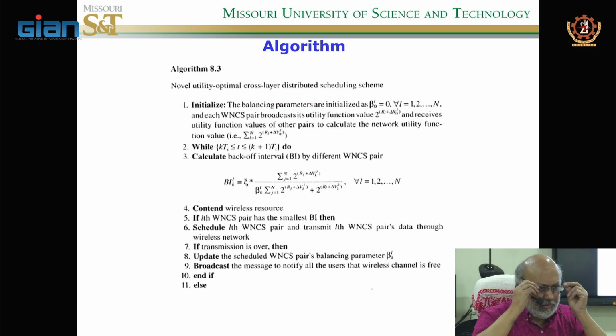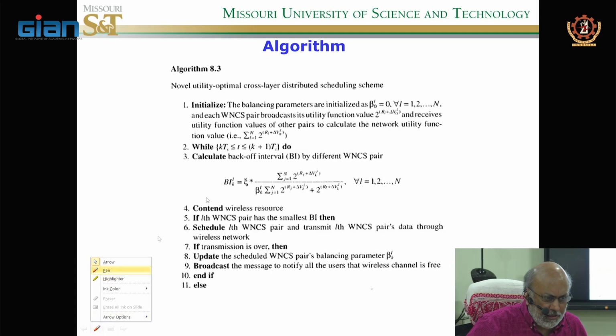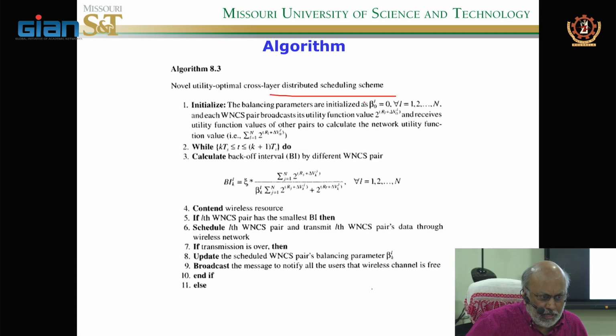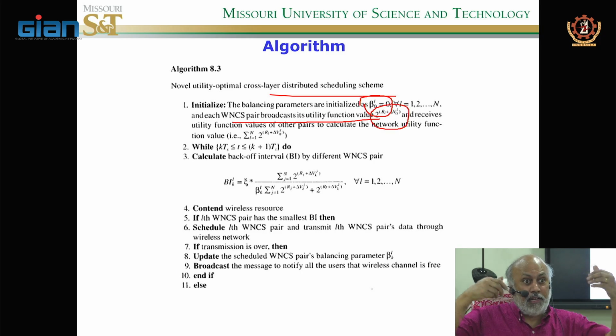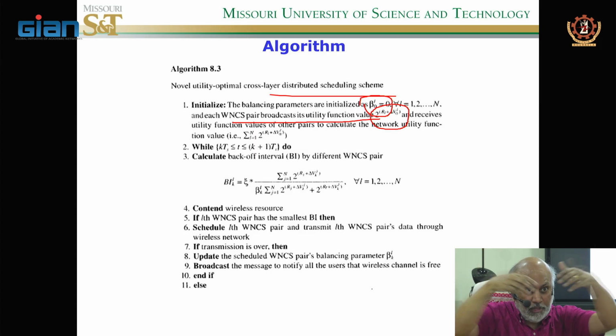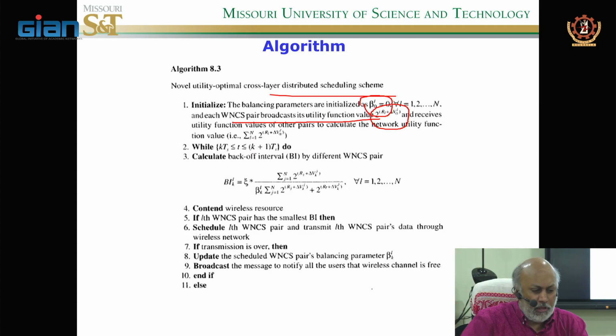So what does 8.3, the distributed cross layer, do? You see that it's called cross layer design, scheduling design. So here you are initializing the beta naught. And each wireless system broadcasts its utility function. So it tries to broadcast. Everybody says that I have this priority, I have this priority. They broadcast in the network. Okay? And then everybody receives that information. And that information is a function of the value function. Look at that. The value function from the control.